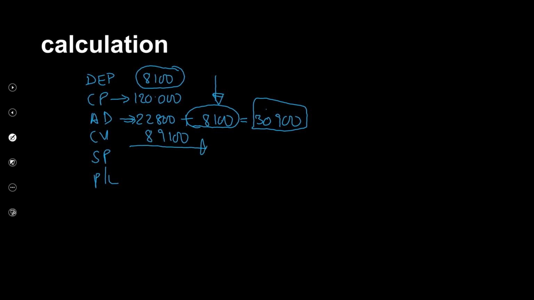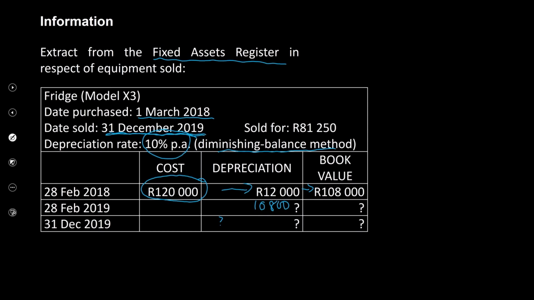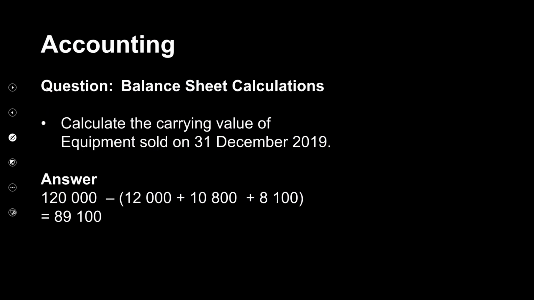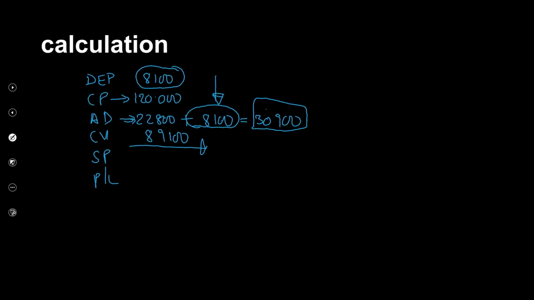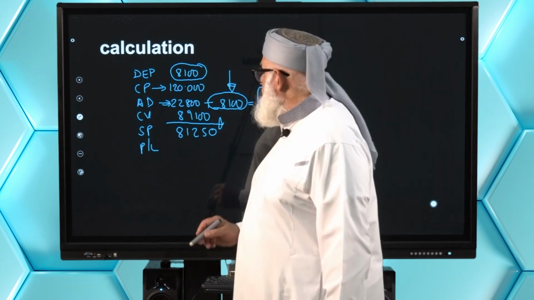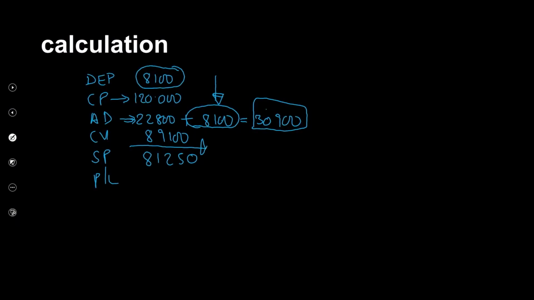89,100. So this calculation here, obviously the selling price of this asset, they gave it to us here. It was sold for 81,250. Now here, once again, although the question doesn't ask for it, I'm just going to show it to you. The selling price was 81,250 and my carrying value was 89,100.